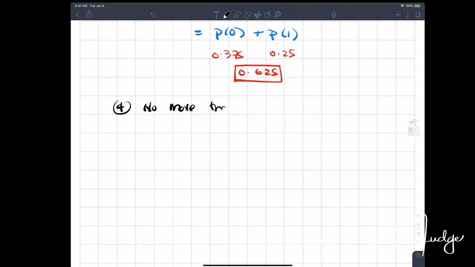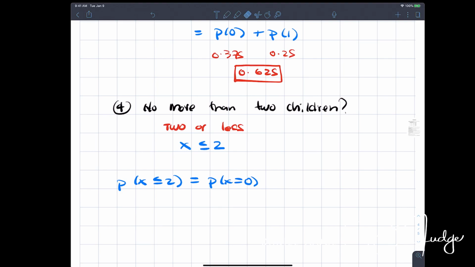No more than 2 children. So no more than 2. So we're going to have to know the meaning of no more than 2. Well, that's not more than 2. This means 2 or less. Mathematically, x will be less than or equal to 2. Probability, x is less than or equal to 2.